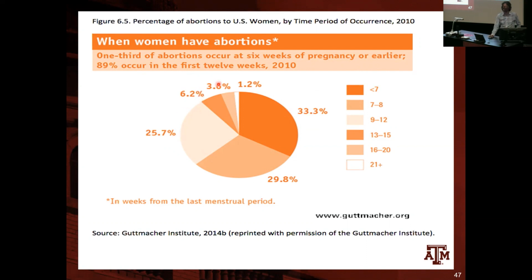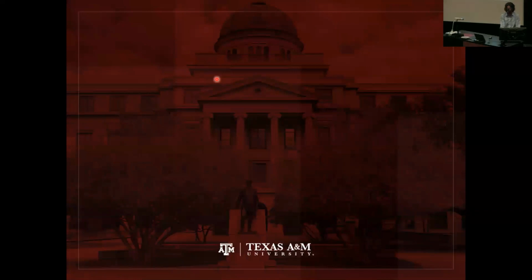And these percentages here are usually women who have a high risk of dying because of pregnancy, so they usually have abortions in later times during their pregnancy.